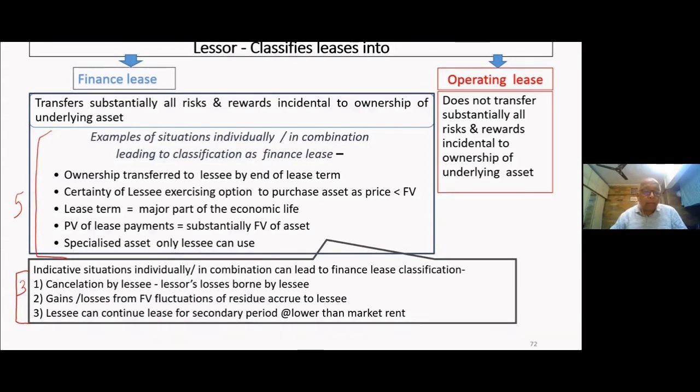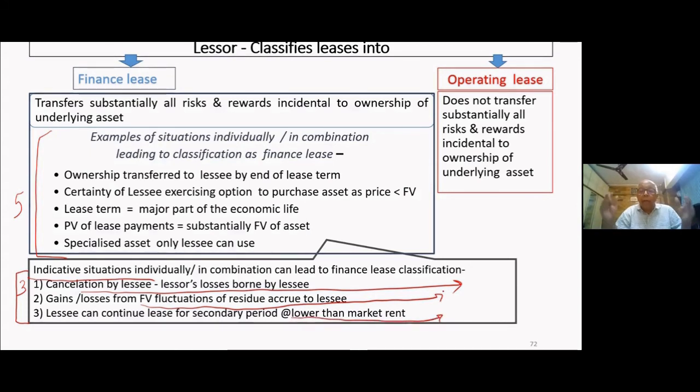Then there are indicative situations. That is cancellation by lessee and losses borne by lessee. So in that case, anyway, he is paying the full consideration. Or fair value fluctuations of residual value accrue to the lessee. Okay. Then the lessee can continue the lease for a secondary period at a lower than market rate.